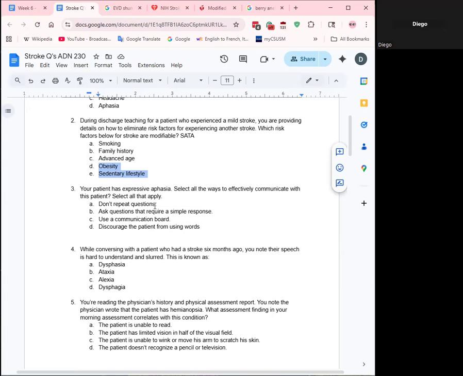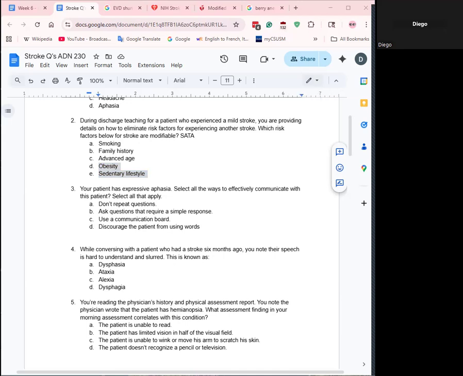Your patient has expressive aphasia. Select all the ways to effectively communicate with the patient. Select all that apply. So aphasia is having difficulty communicating. Expressive meaning that they're unable to generate the proper speech. B and C is correct. As opposed to interpretive, I don't think it's called interpretive aphasia, but let me see. Aphasia, difficulty understanding.